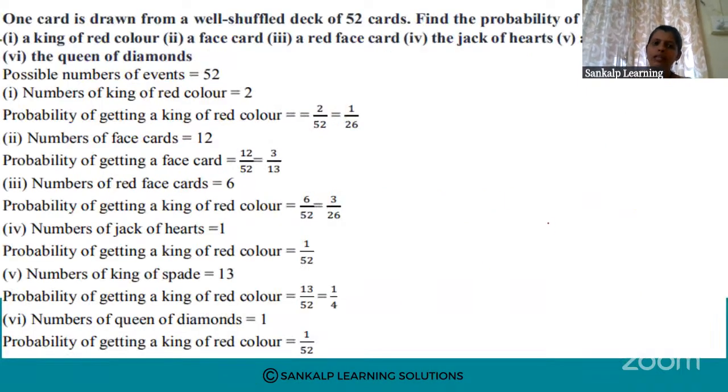Next, one card is drawn from a well-shuffled deck of 52 cards. Find the probability of getting a king of red color, a face card, a red face card. See, observe carefully. The jack of hearts, spades, the queen of diamond. Okay, have you seen the cards?